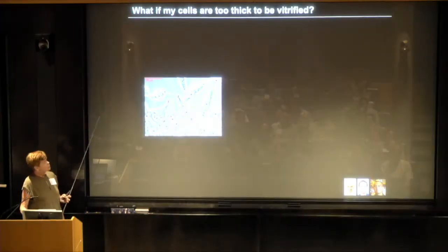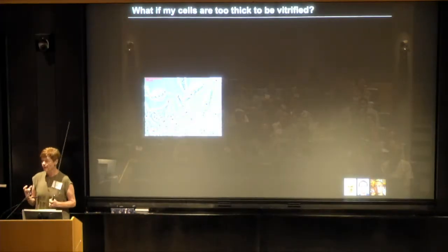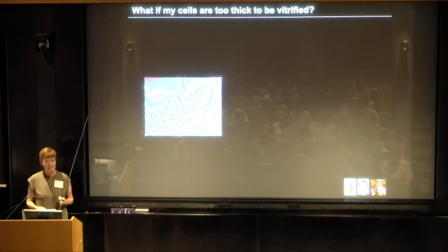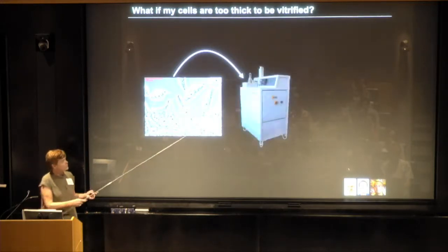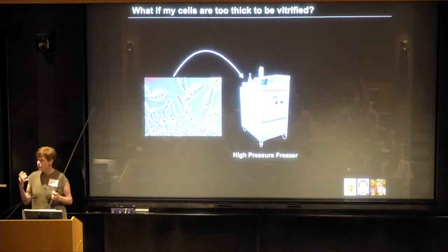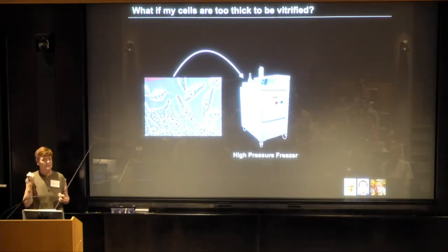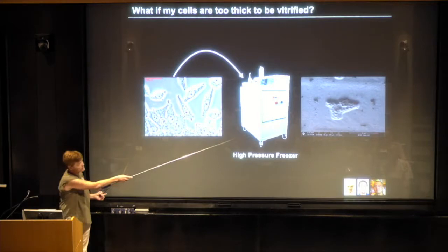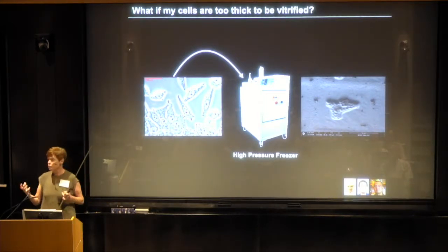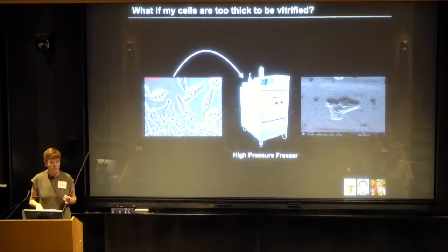One more complication: what happens if the cells are very thick? They will not vitrify just by slamming them into liquid ethane. They'll form ice crystals and be destroyed. In that case, we use a thing called a high-pressure freezer, which can take much bulkier samples and snap them into that vitrified state. But now I'm looking at this on a scanning electron microscope. Those are much too thick to get an electron beam through in a transmission electron microscope. So now you've got this thick vitrified sample and you have to thin it down.